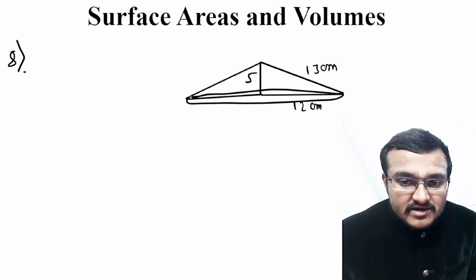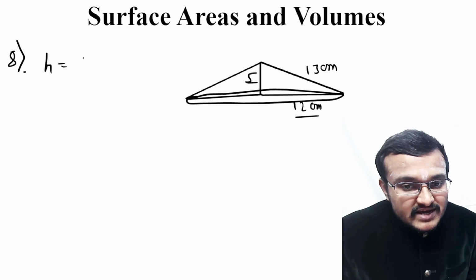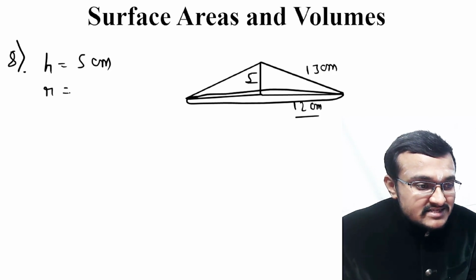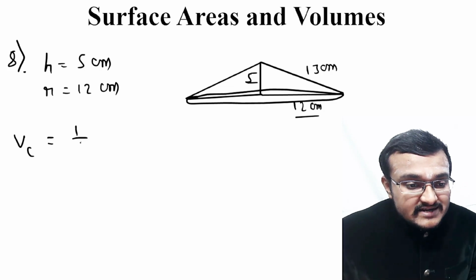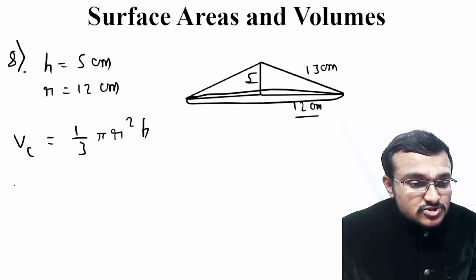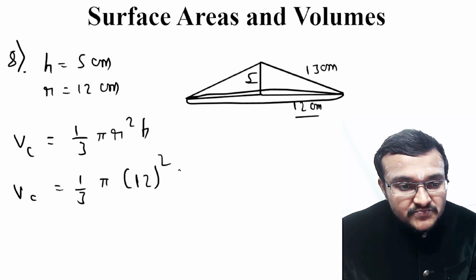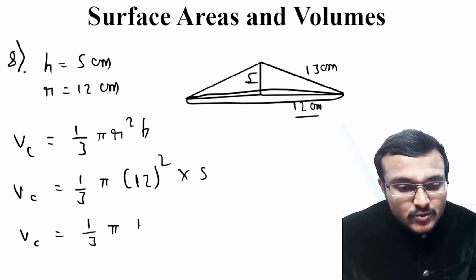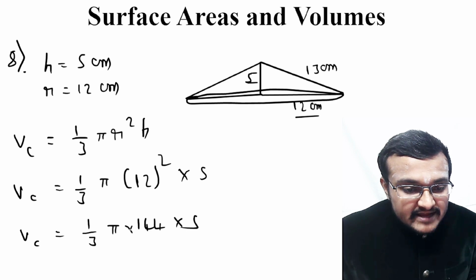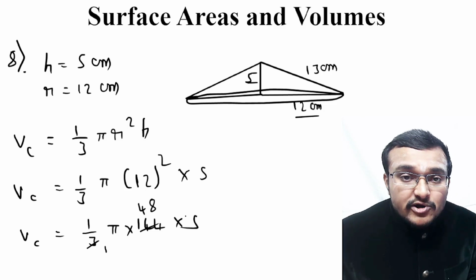So now we have got a cone which has 5 centimeter height and 12 centimeter as the radius. Now the same formula you can apply here, that is 1 by 3 pi r square h. So volume is equal to 1 by 3 pi, r is 12 square into height is 5. So volume of this cone will be 1 by 3 pi, 12 into 12 is 144 into 5. Here 3 ones are 3, 3 fours are 12, 2 will be remaining, so 24, 3 eights are 24. So now you have 48 into 5.